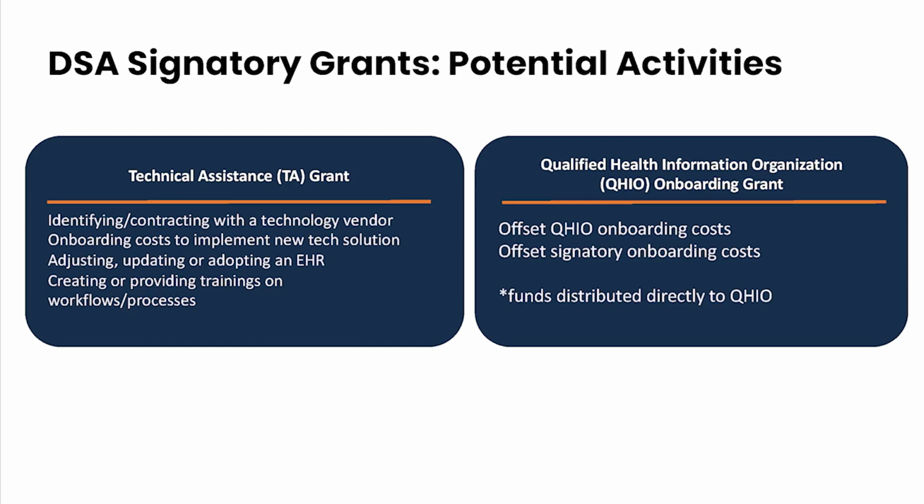Examples of what could be funded by the technical assistance grant include updating or upgrading your EHR system. It could include conducting an assessment of your data sharing processes and your systems to help identify gaps or opportunities to build capacity. Funding could include designing workflow or systems changes, and it could also include training staff on new workflows or technology solutions.